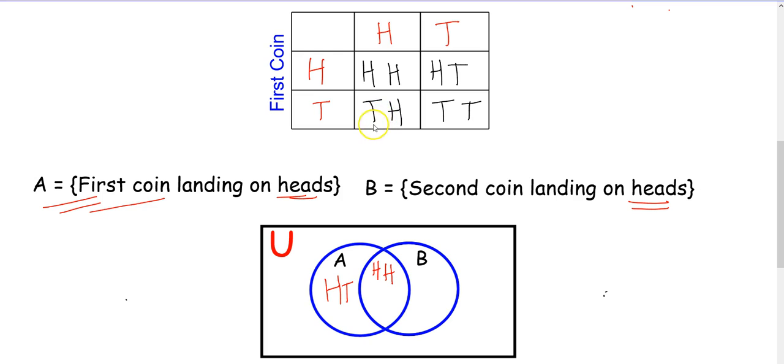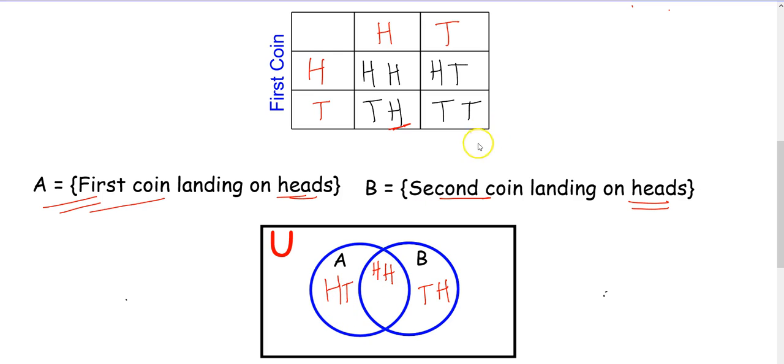Now going to the third, TH. Tails on the first, heads on the second. Tails on the first, so you don't go in A, but heads on the second, that is in the second set B. So I can write TH over here. So heads on the second, that's why it is here. If both are heads, I could have written in the common area.